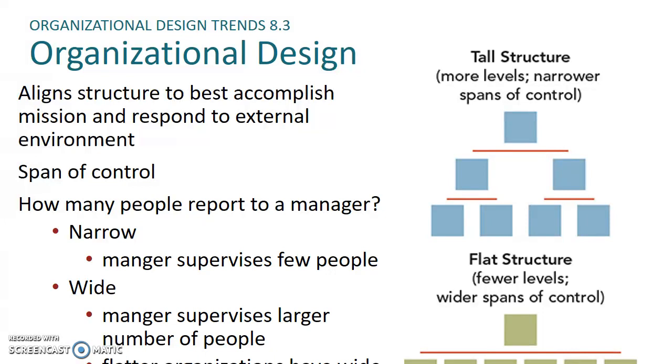Another trend in organizational design, and the thing about the flatter structure is a wide span of control provides better communication and decreases the risks of slow and poorly informed decisions. And again, this is in your textbook on page 149.